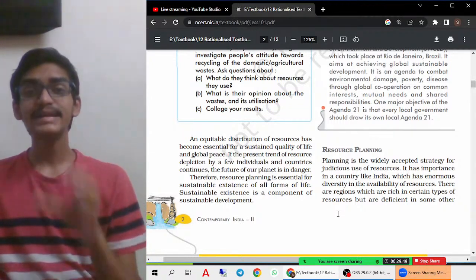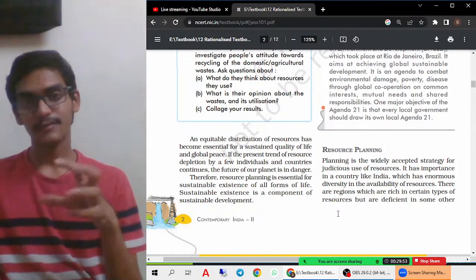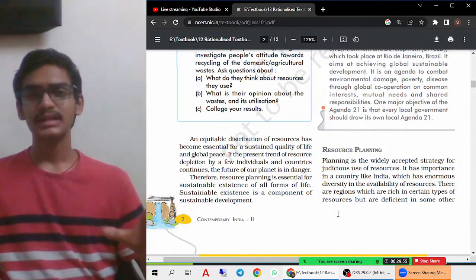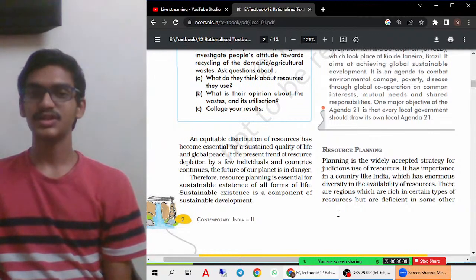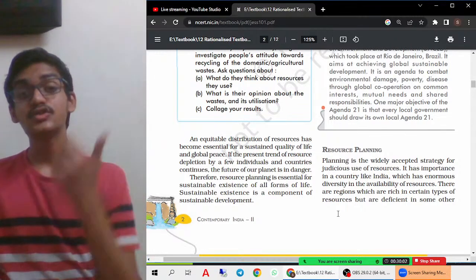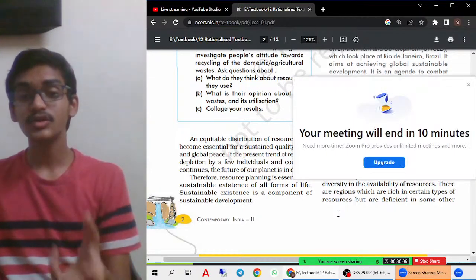So therefore, we should always have an equitable distribution. It means we are also going to use the resources in the present. Let's think practically. We will use the resources, and then we must also save them for the future generations. We should use them judiciously and wisely. We will not just waste them like that. We are going to use them properly.